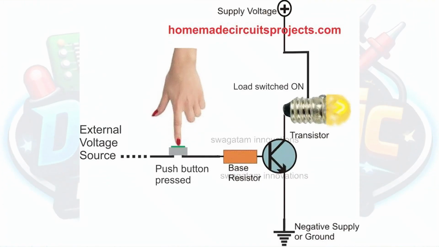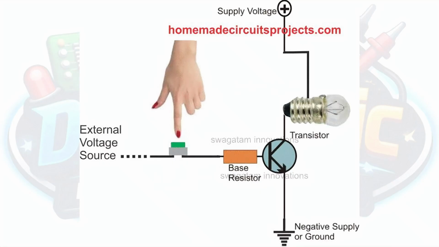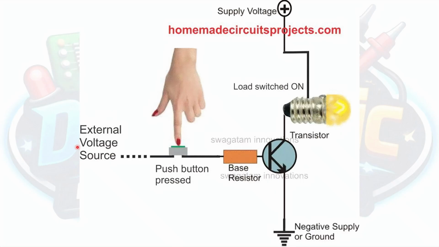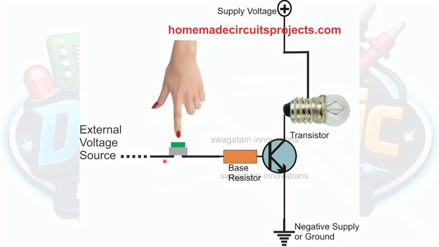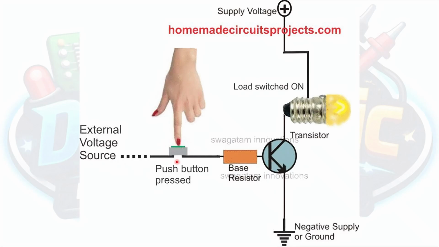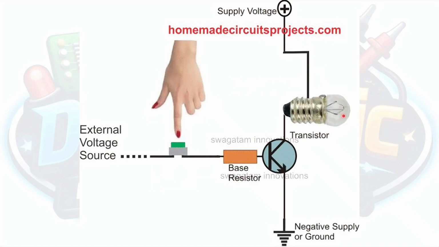This animated GIF, courtesy of HomemadeCircuitsProjects.com, illustrates the switching operation of a BJT. Here we have an external voltage source connected to the base resistor, and in the branch between the base resistor and the external voltage source, you have a push button switch. On the collector, connected to a separate supply voltage, is a load, here the bulb, and the emitter is grounded.